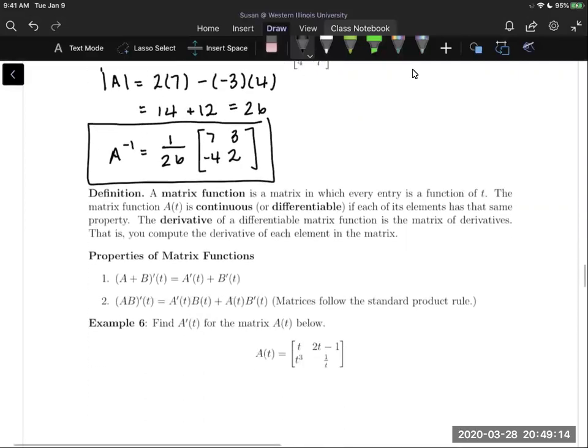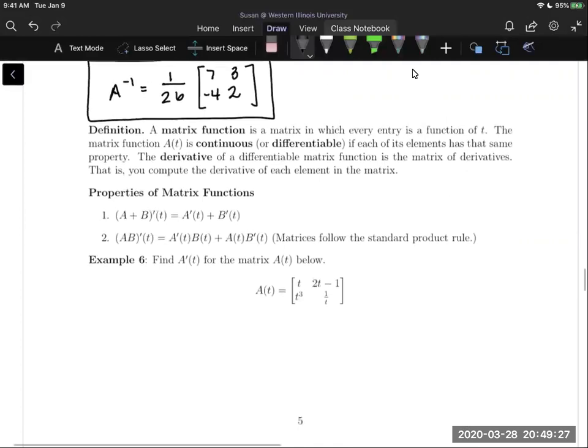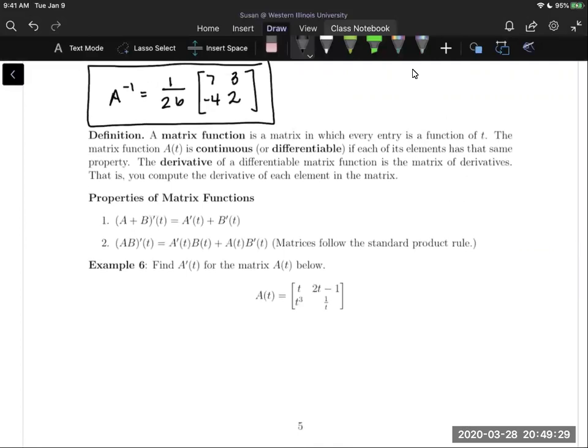All right, this only works for a 2x2, of course. So if you have a more complicated matrix, those issues of finding inverses would be addressed in a full linear algebra course. All right, so we're going to get into how we can utilize matrices in terms of differential equations.